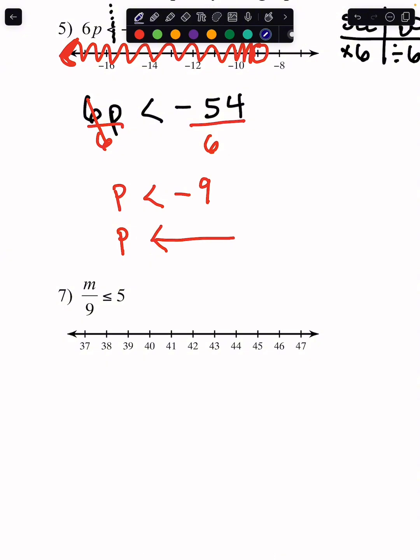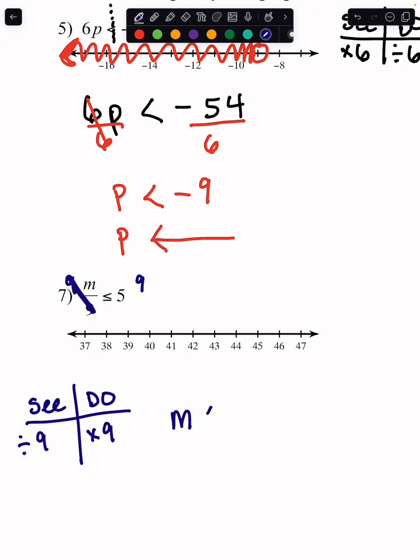I see divided by 9. What does that mean I need to do? I need to multiply by 9 on both sides. 9, 9. Remember that cancels. So that's going to leave me with M is greater than or equal to whatever 9 times 5 is. And 9 times 5 is 45. Now, because the line is under here this time, that is going to be a closed circle on 45.